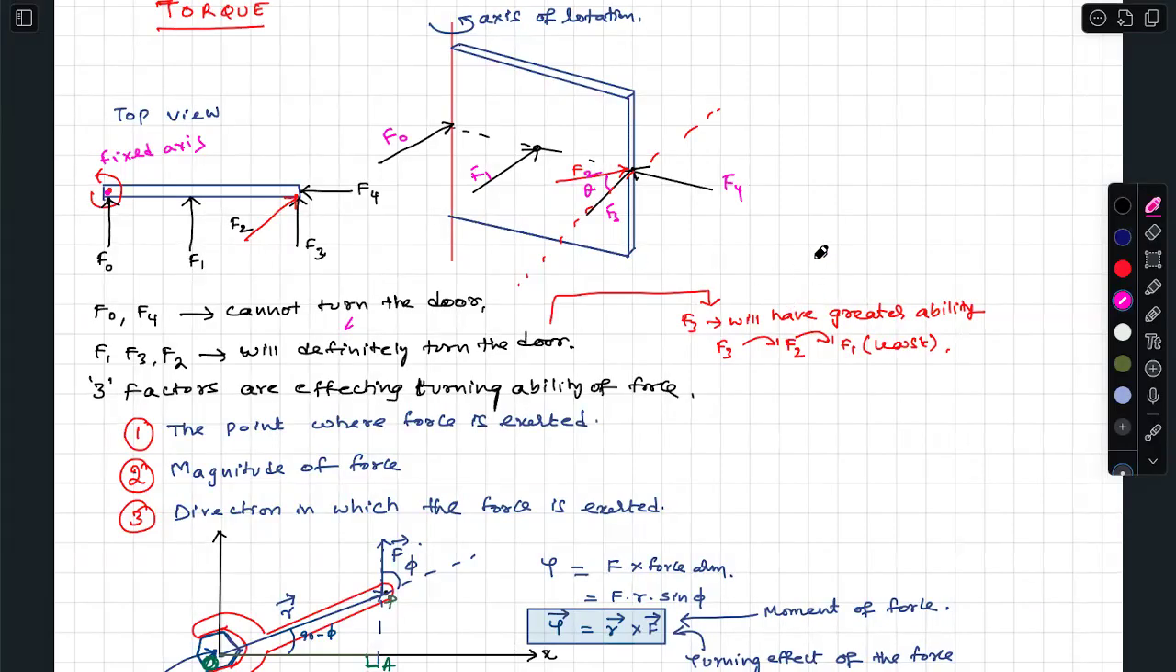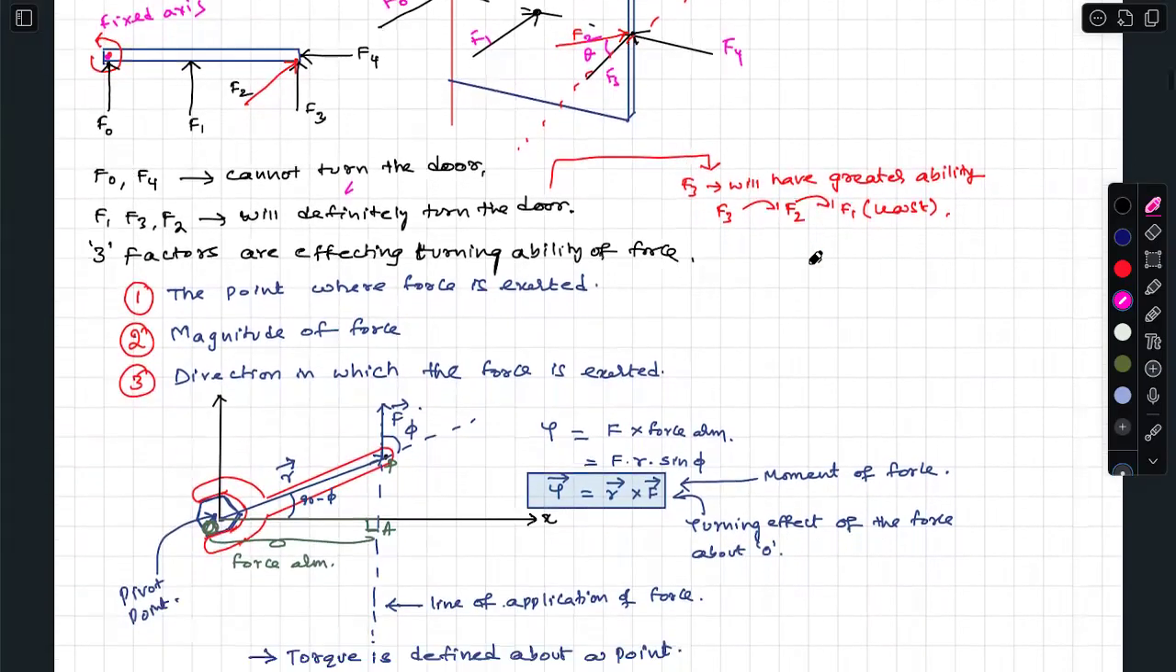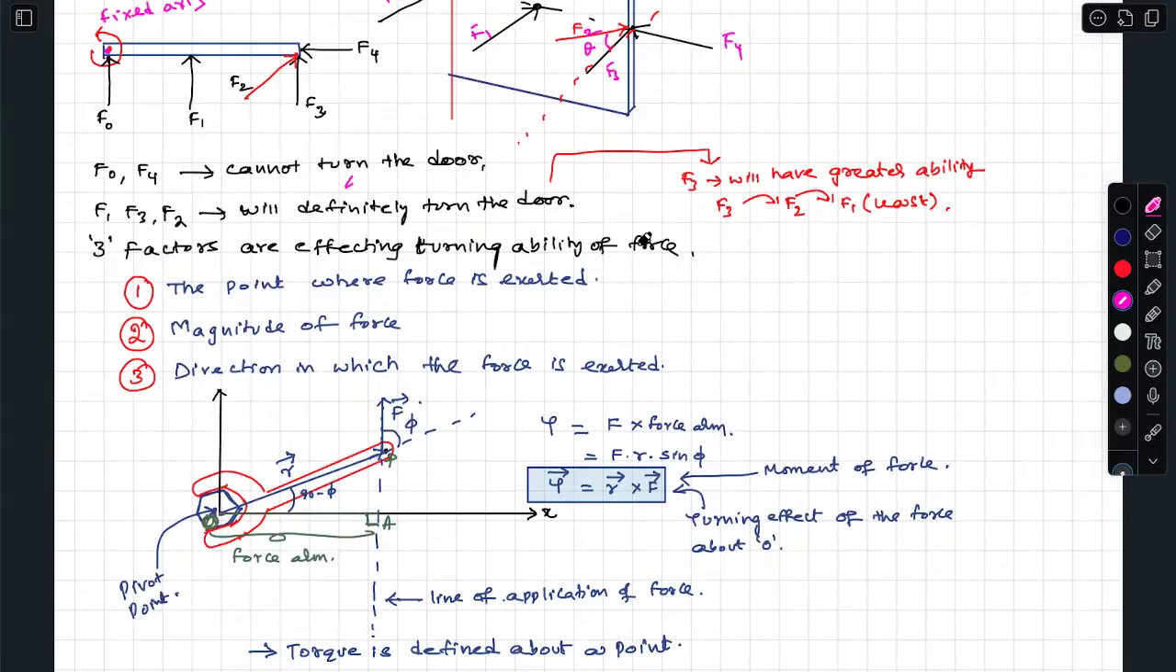So in turning this door, my observations are that 3 factors are affecting the turning effect of force. Number 1, the point where the force is exerted. Number 2, the magnitude of force. Number 3, the direction in which the force is exerted.